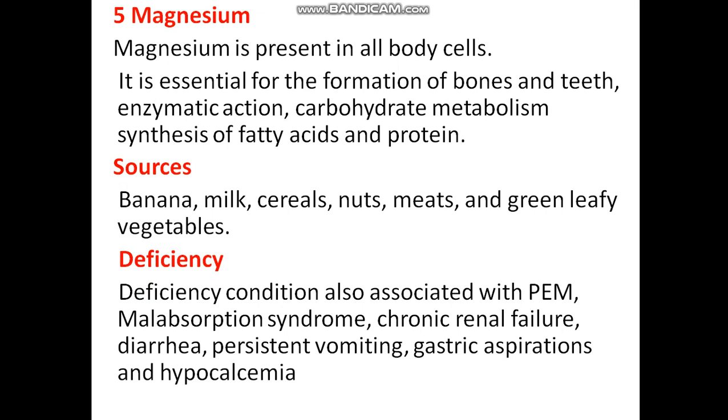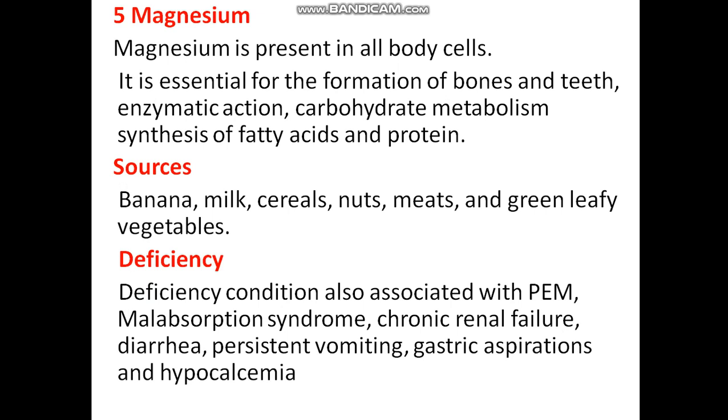The next mineral is magnesium. Magnesium is present in all body cells. It is essential for the formation of bones and teeth, enzymatic action, carbohydrate metabolism, and synthesis of fatty acids and protein. Rich sources of magnesium are banana, milk, cereals, nuts, meats, and green leafy vegetables.